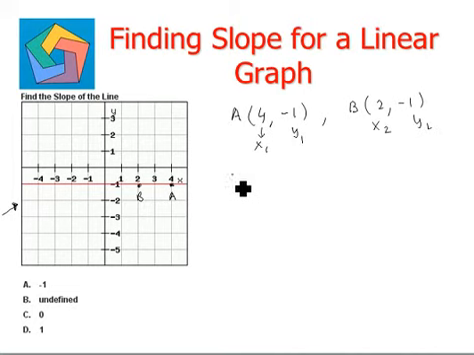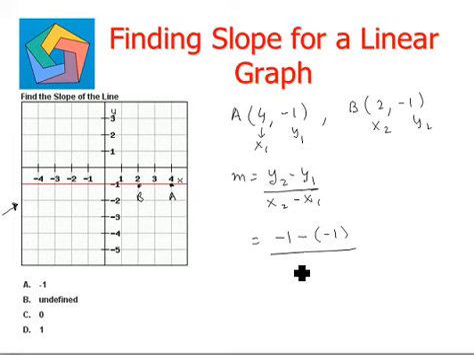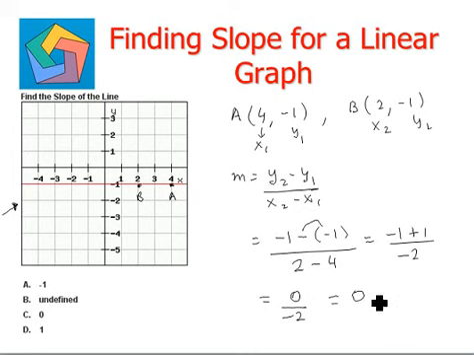Our formula, now that we know it, is very simple to remember: y2 minus y1 divided by x2 minus x1. We plug in the values. y2 is negative 1 minus y1 which is also negative 1, divided by x2 which is 2 minus x1 which is 4. So negative 1 minus negative 1 gives 0 on the numerator, divided by 2 minus 4 which is negative 2. 0 divided by negative 2 is only 0. So this is our slope for the line that we are given.